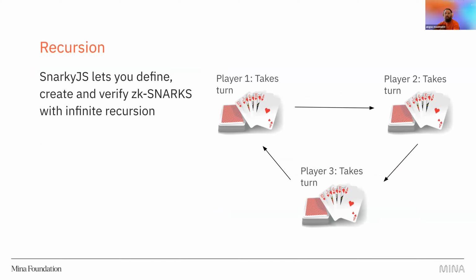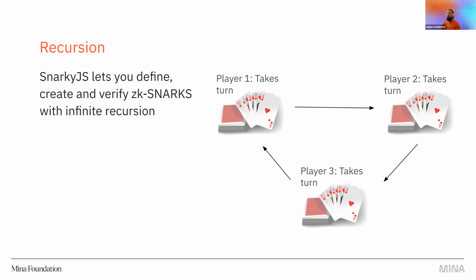So I mentioned earlier this idea of recursion, right? And so we're just going to take a closer look at that concept, because it's one of the things that really differentiates Snarky.js, allowing you to do some really cool things. Now it says here, Snarky.js lets you define, create, and verify ZK snarks with infinite recursion. So ZK snarks are the proof. When I've been talking about zero knowledge proofs, ZK snarks, that's the type of proof we're talking about.